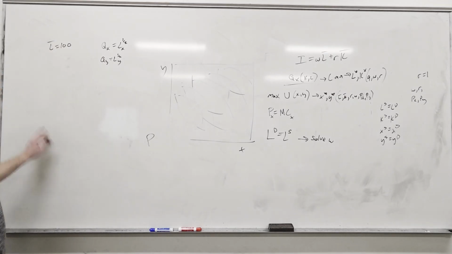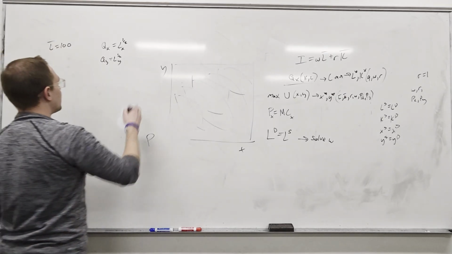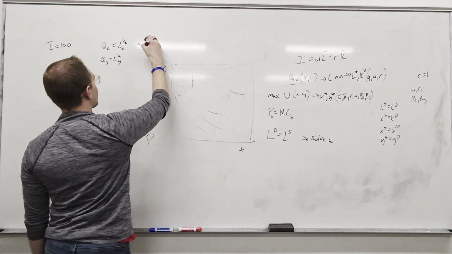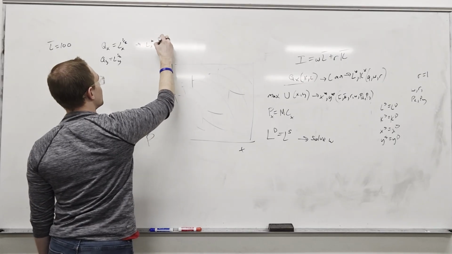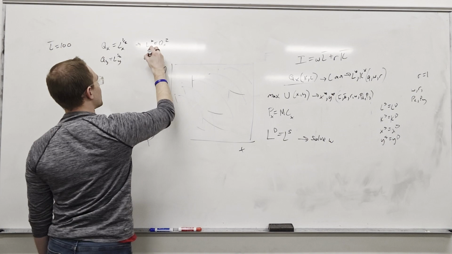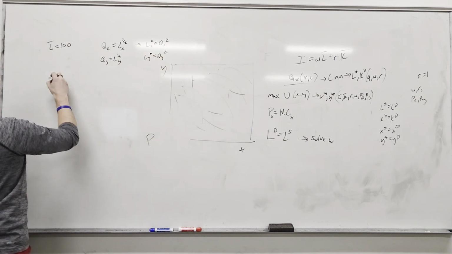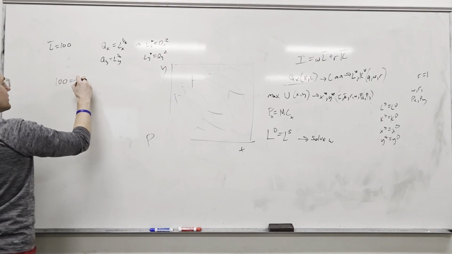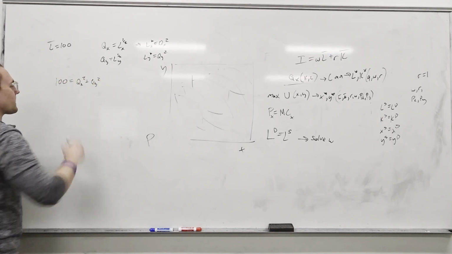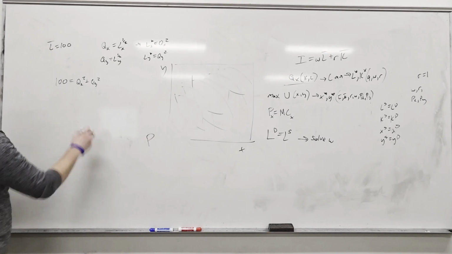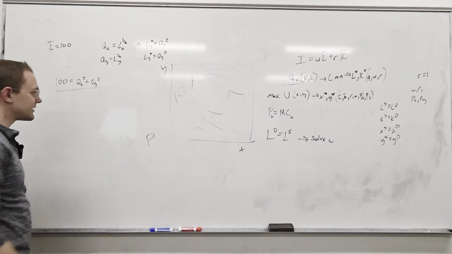In this case, I can solve really easily for my factor demands. Lx star is going to be Qx squared, and Ly star is going to be Qy squared. If supply equals demand, then 100 is going to equal Qx squared plus Qy squared. Okay, perfect. Well, that is pretty graphable. Doesn't that look graphable to you?